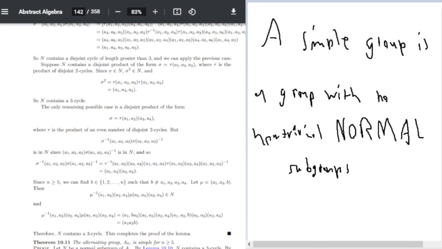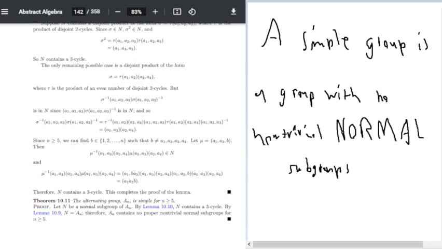But sigma^-1 (a1 a2 a3) sigma (a1 a2 a3)^-1 is in N, since (a1 a2 a3) sigma (a1 a2 a3)^-1 is in N. And so sigma^-1 (a1 a2 a3) sigma (a1 a2 a3)^-1 equals tau^-1 (a1 a2 a3 a4)^-1 (a1 a2 a3) tau (a1 a2 a3 a4)(a1 a2 a3)^-1, which is equal to (a1 a3 a2 a4).